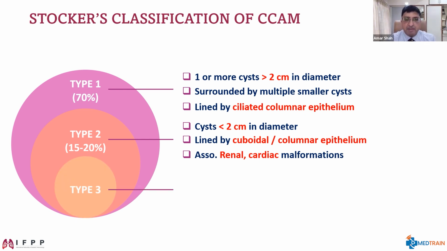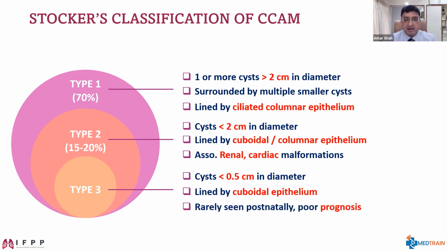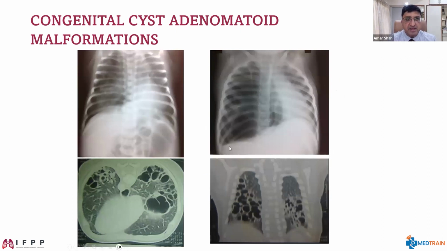In type 3, which is the microcystic variety, the cysts are less than 0.5 centimeters in diameter. They are lined by cuboidal epithelium, and they are rarely seen postnatally. Type 3, however, has a poor prognosis. These are X-rays showing congenital cystic adenomatoid malformation. This is the macrocystic variety. This is the large cyst which is seen, and in the CT scan, you can see the multiple cysts. This is the X-ray, and these are the CT scans which show cystic adenomatoid malformation.